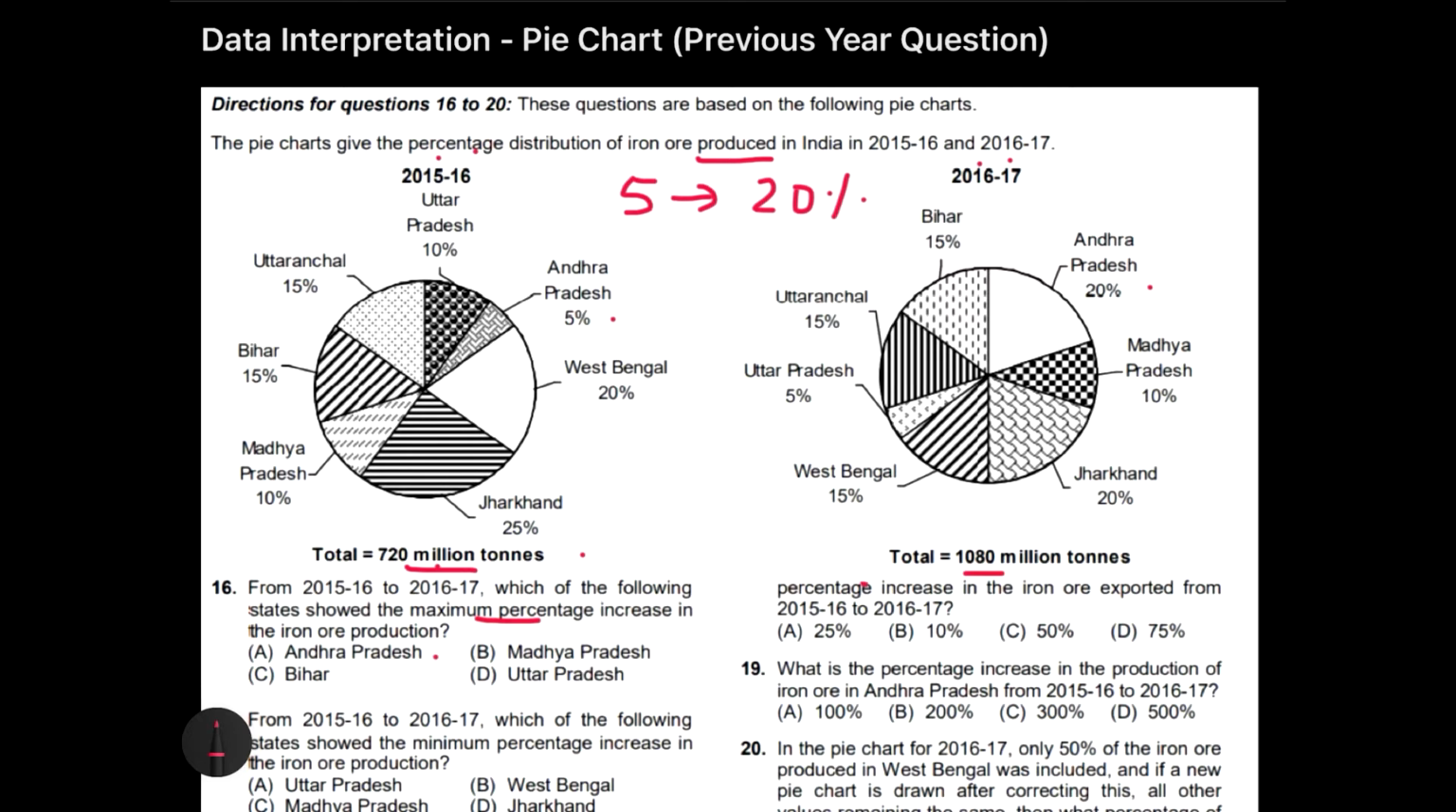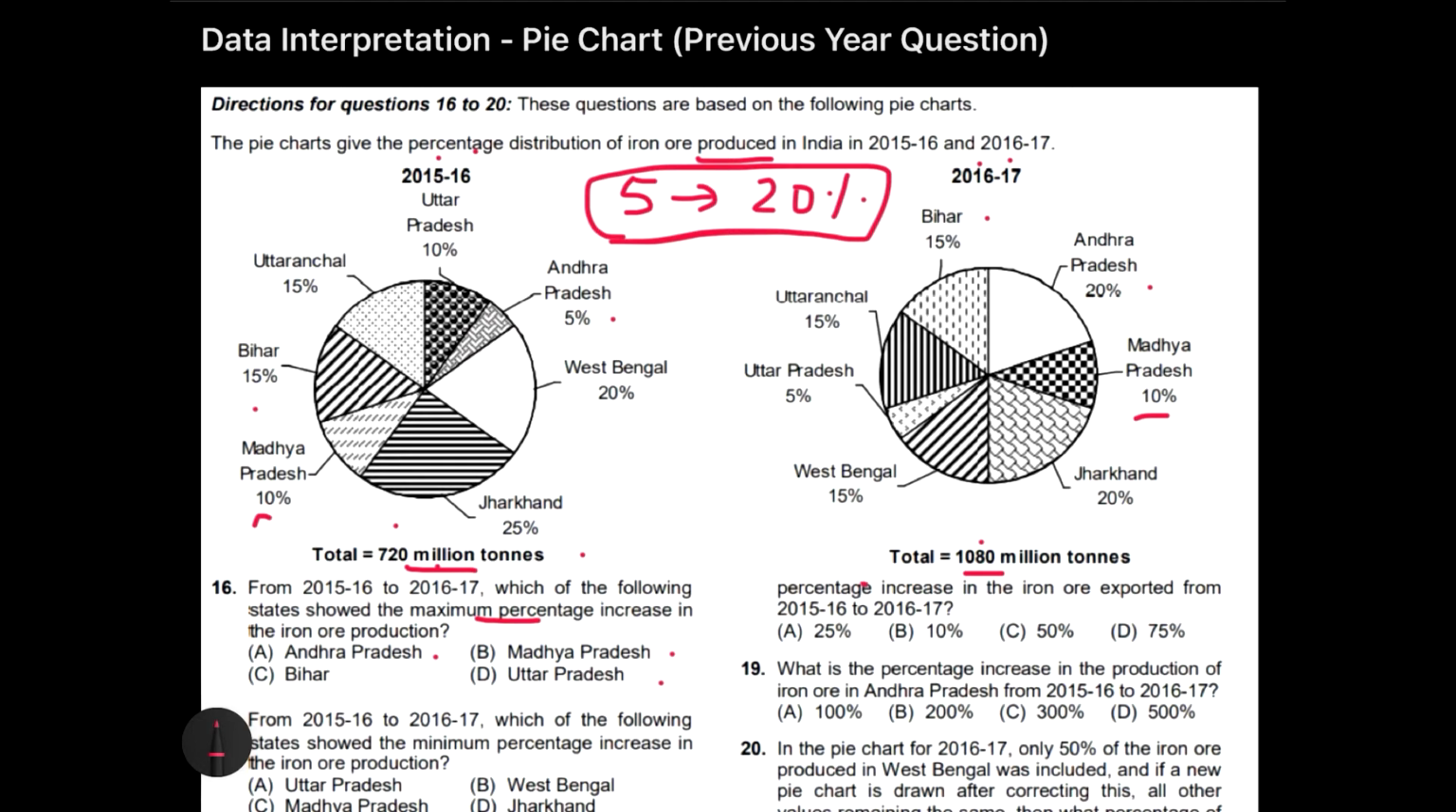Let's compare the other options. In Madhya Pradesh, in the first year it's 10% and in the next year it's also 10%. I pretty well know that 10% of 720 is definitely less than 10% of 1080, but still it cannot be compared with the maximum percentage increase I have already taken for Andhra Pradesh. So we'll move down to Bihar. Bihar is 15% and here also it's 15%. I know the percentage is stable, but the amount is increasing.